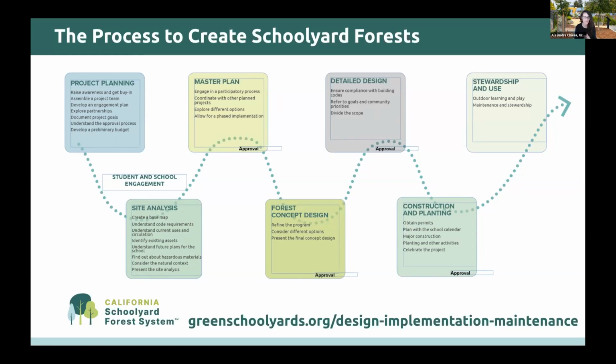During or right after the planning phase, you start with site analysis: understanding code requirements, current uses and circulation, identifying existing assets, and really understanding future plans for the school that need to be taken into account to make sure that the forest is located in the right place. Finding out if there are any hazardous materials in areas, for example, especially if you're going to remove asphalt.